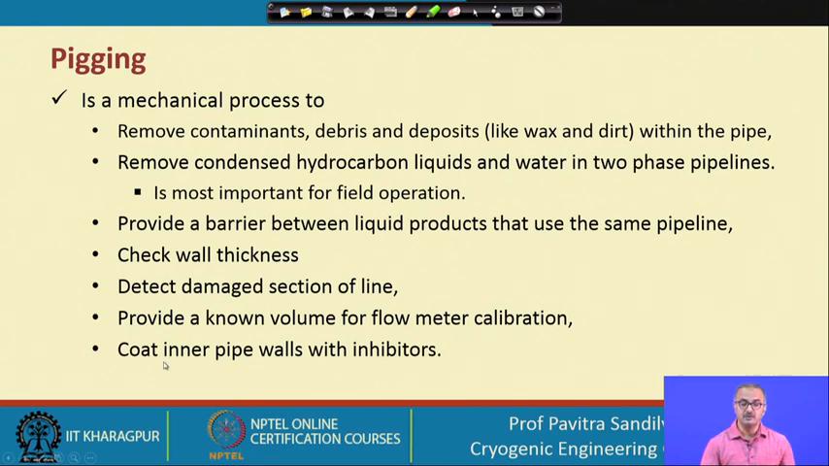And sometimes we need to coat the inner pipe walls with some inhibitors. For example, in case of natural gas, if I want to prevent the hydrate formation, then the inhibitors may be coated inside the pipeline using these kind of pigs. So from the initial days of removing the various debris and contaminants, now the pigging operation is done for many other purposes in the processing of the natural gas and petroleum.